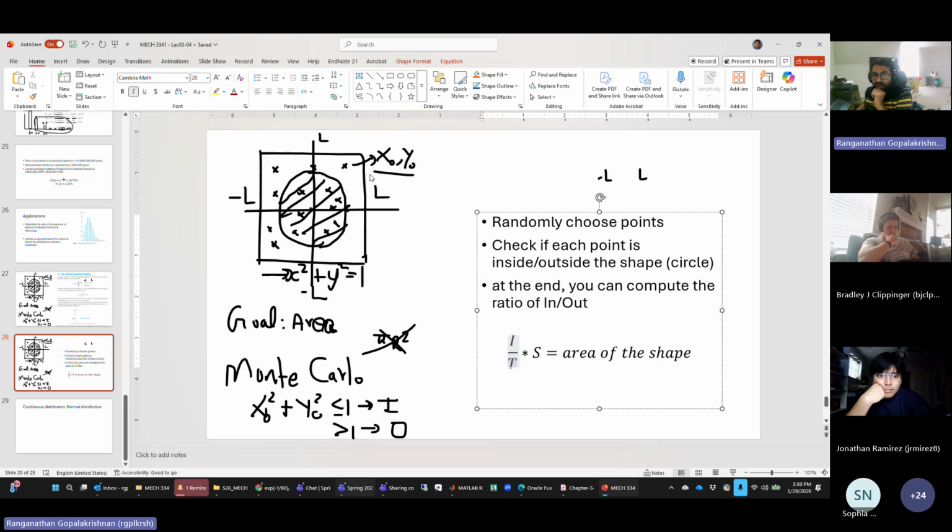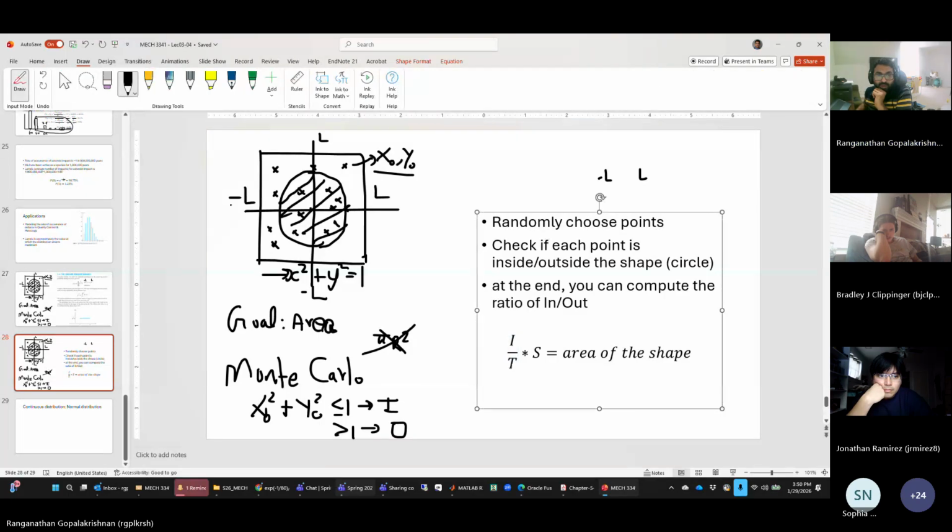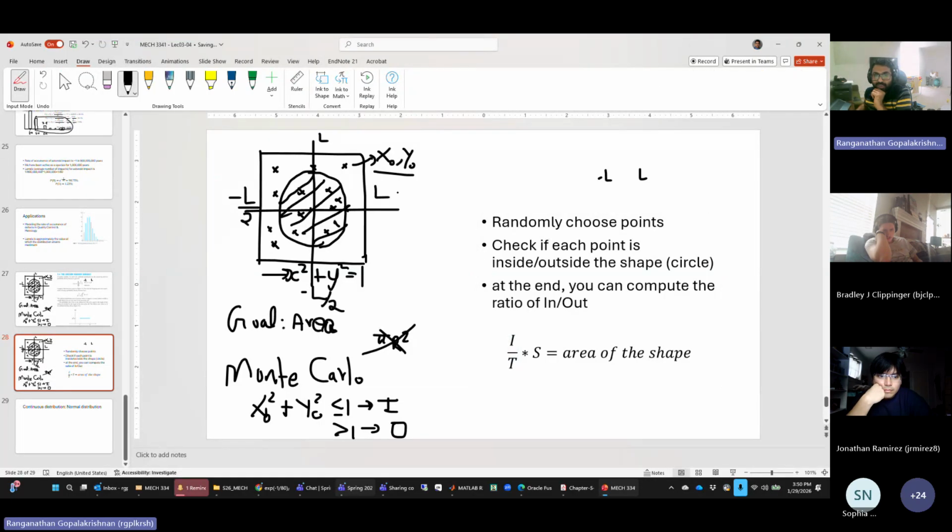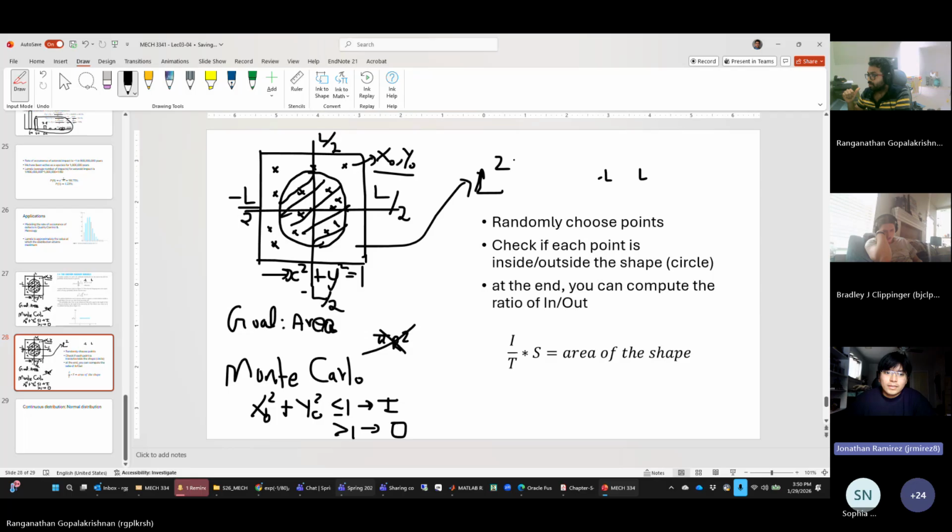So let's start with this underlying square. Okay, so let me write this. This underlying square runs from -L/2 to +L/2, so that the length in each direction is L, and the area of this square is L squared. That's okay? Yes. Okay. So that's L squared.